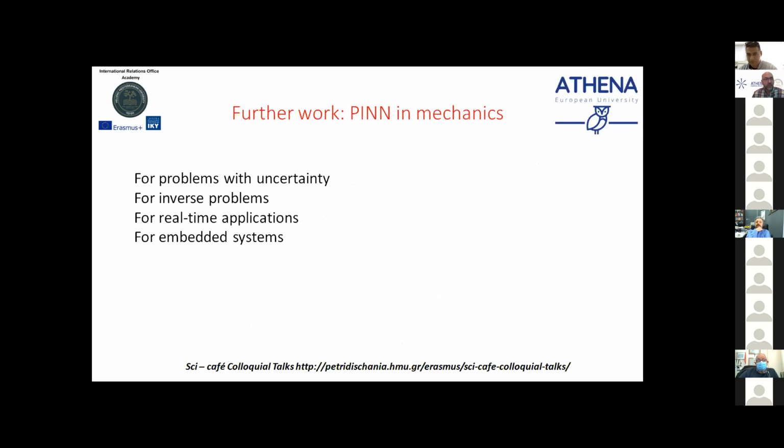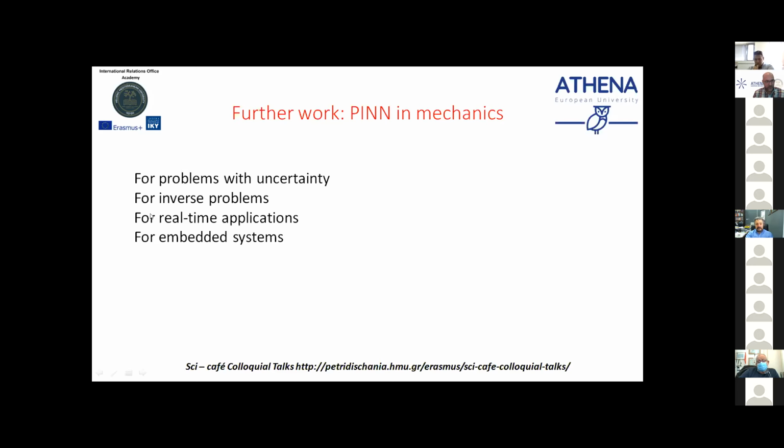Well, further work can be done also in the area of PINNs, physics-informed neural networks, for problems with uncertainty, especially for inverse problems, because you have seen there's a comparison between predictions and real data. You can put side by side predictions of a model and measurements at specific points, and then you have a unique framework in order to solve inverse and direct problems by using neural networks.